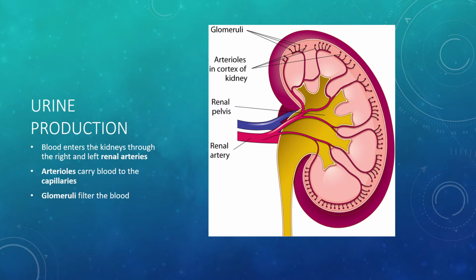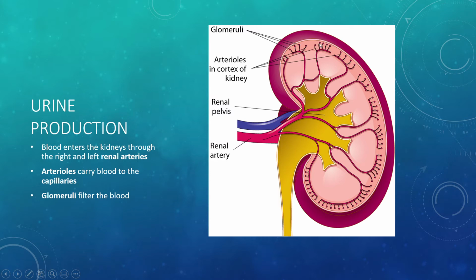In the cortex of the kidneys, the outside layer of the kidneys, the arterioles carry the blood and continue to branch until they become small enough to be called capillaries. Small bundles of capillaries, called glomeruli for plural, are what actually do the filtration of the blood, which we'll see on the next slide.